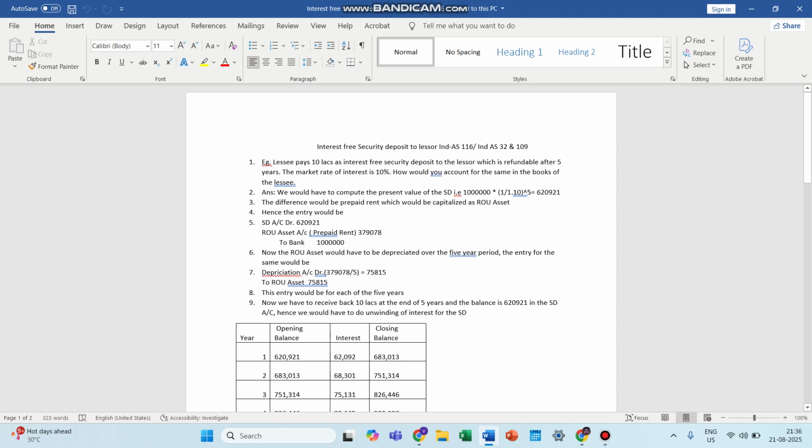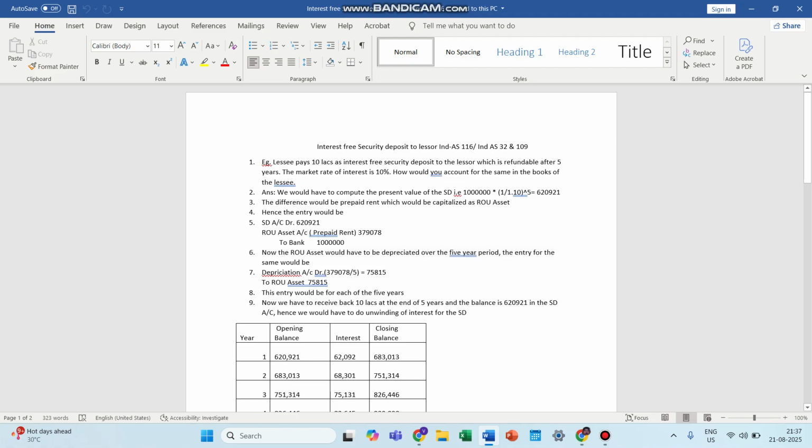Now we've given a deposit of 10 lakhs and the present value of security deposit is 620921. Where would the difference go? The difference would go to prepaid rent, which would be capitalized as ROU asset. So the entry would be security deposit account debit 620921, ROU asset account debit, which is prepaid rent 379078, to bank 10 lakhs.